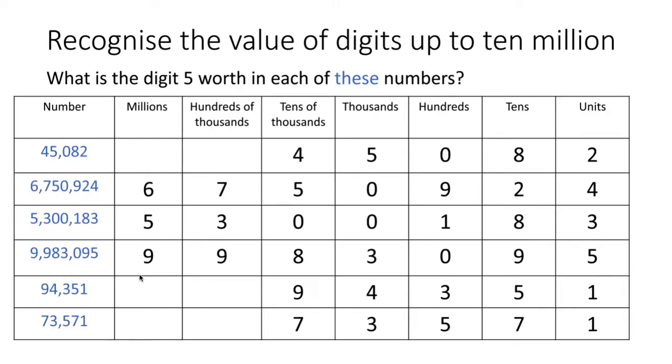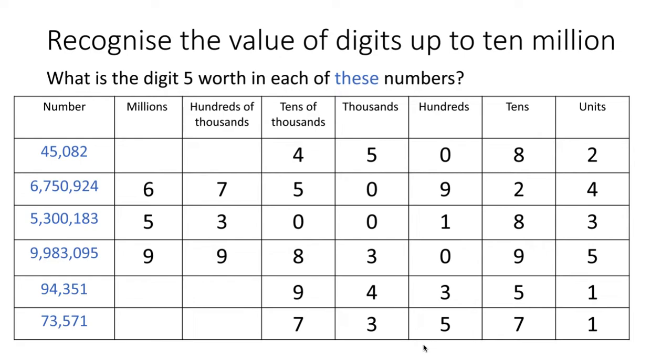Okay, this is yesterday's work. This is recognising the value of digits up to 10 million. And yesterday I asked you to look at these numbers here and find out the worth of the digit 5 within them. In the first number, 45,082, you can see that the 5 is in the thousands column. For the next number, the digit 5 is in the tens of thousands column. Then it's in the millions column, all the way to the ones column, the tens column, and the hundreds column.